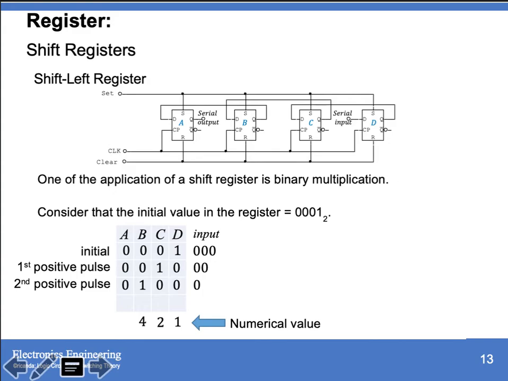Another positive cycle, that is our second positive cycle, your second data input will go to D, D to C, C to B, B to A. And if we get the numerical value inside your register after the second positive cycle, it is equivalent to 4.